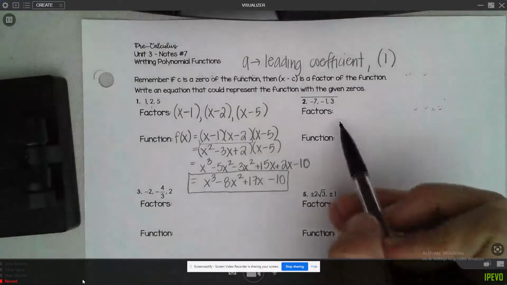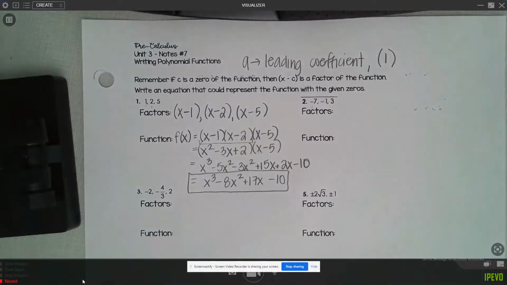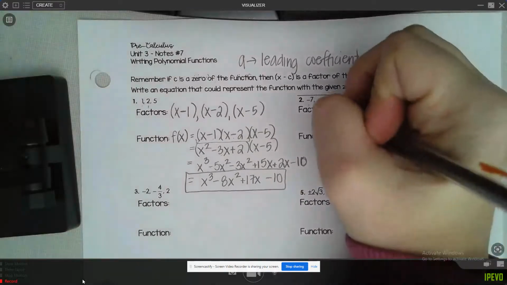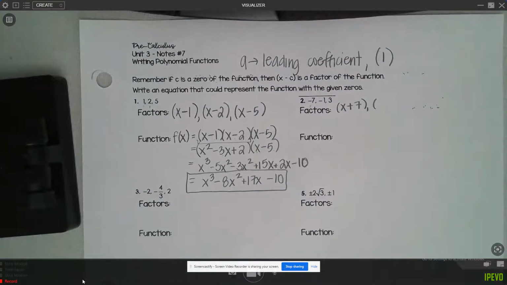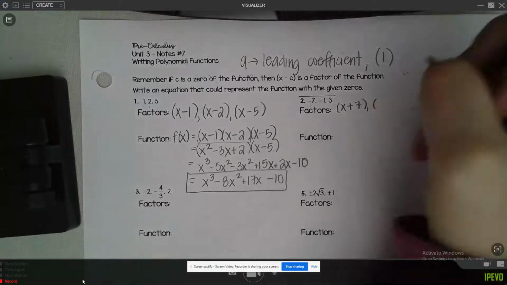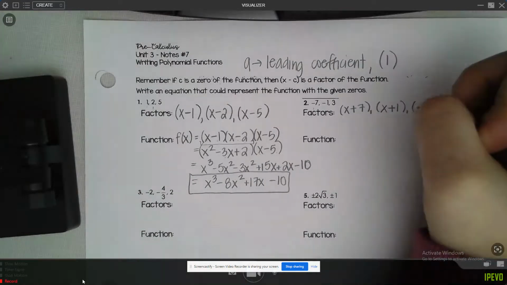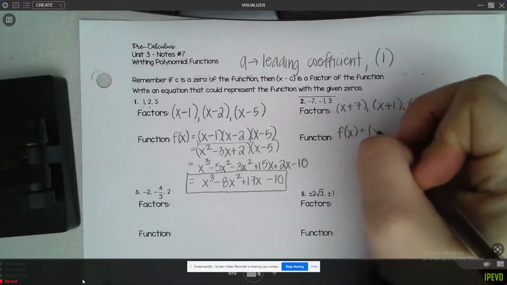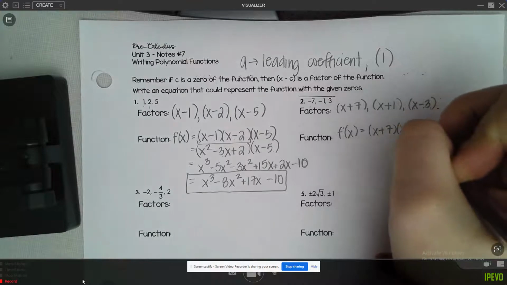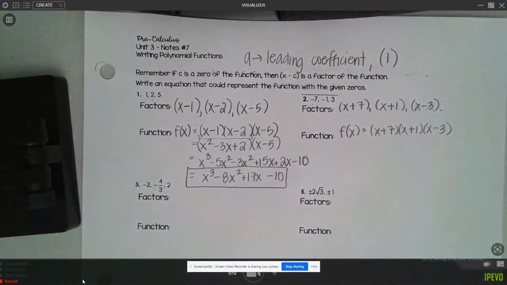Now, number 2, I'm going to start it and I'm going to have you do the function. If I have a zero of negative 7, what is my factor? X plus 7. If I have a zero of negative 1, my factor is x plus 1. If I have a zero of 3, my factor is x minus 3. Now, when I go to find my function, I just take all of these and multiply them all together because that's what it means to be a factor. Find this function, please.